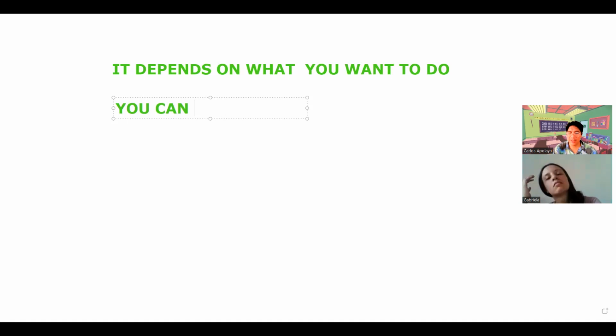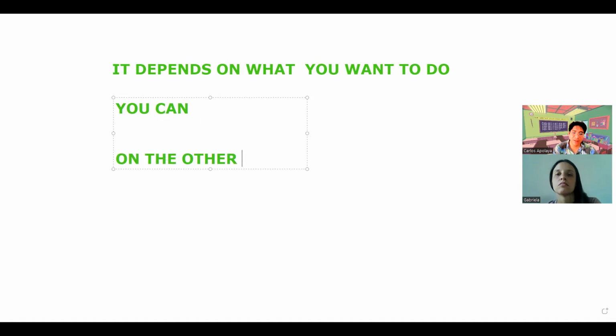Por otra parte se dice on the other hand. On the other hand. From my point of view también, muy bien. Usaste el from my point of view y no dijiste in my point of view, que te equivocabas en la clase anterior. Estuvo genial.